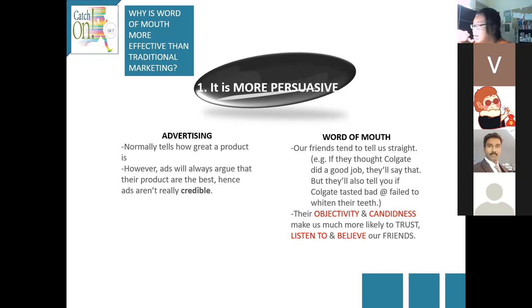And yet, when you look at word of mouth, our friends can just tell us straight. If they think Colgate did a good job, they say that, but they can also say Colgate did a bad job. So the way they are being very objective and candid, and because they are our friends or family, people that we trust, makes it easier for us to listen and believe them. Which is why word of mouth is more targeted and more effective as compared to advertising. All right.